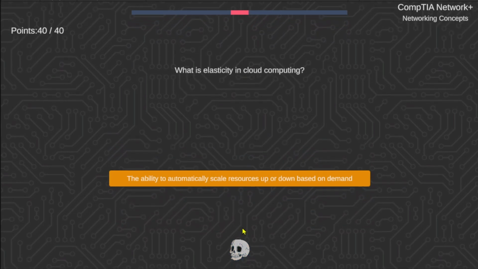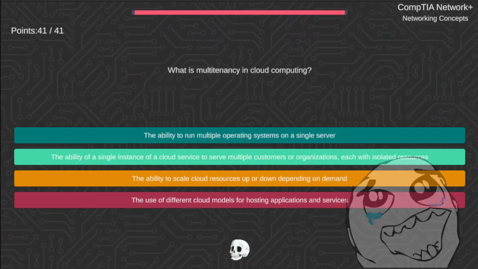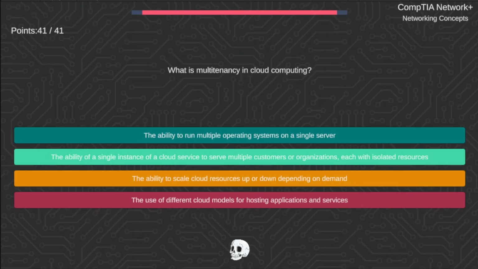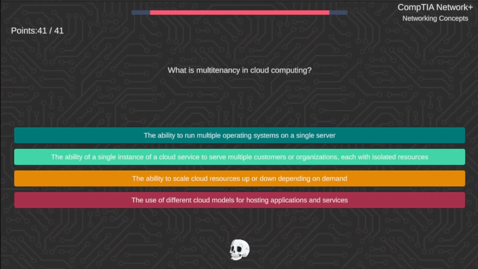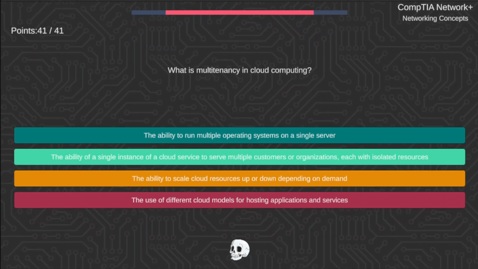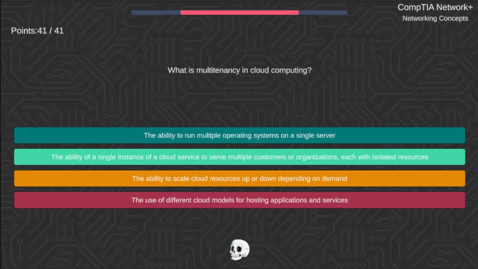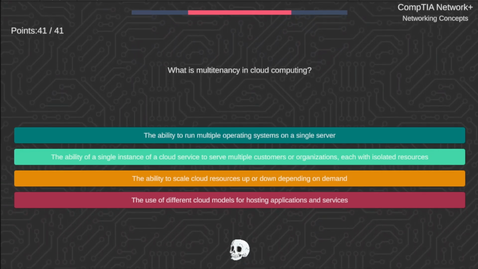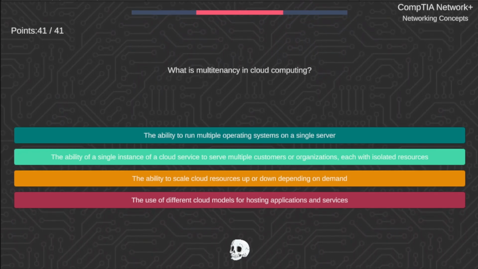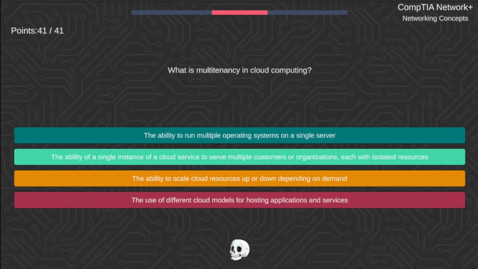Correct answer is the ability to automatically scale resources up or down based on demand. What is multi-tenancy in cloud computing? The ability to run multiple operating systems on a single server, the ability of a single instance on a cloud service to serve multiple customers or organizations, each with isolated resources, the ability to scale cloud resources up or down depending on demand, or the use of different cloud models for hosting applications and services.